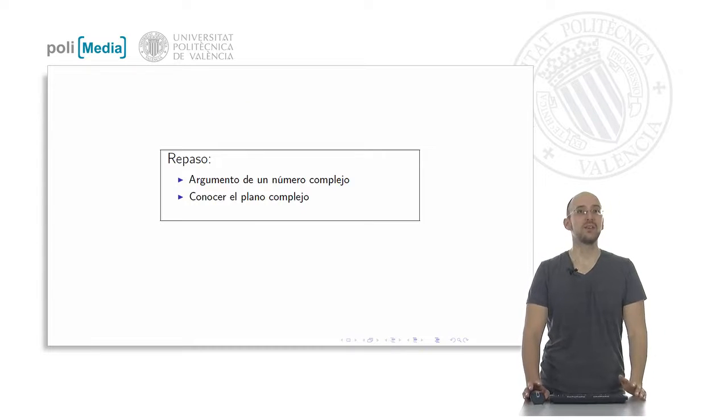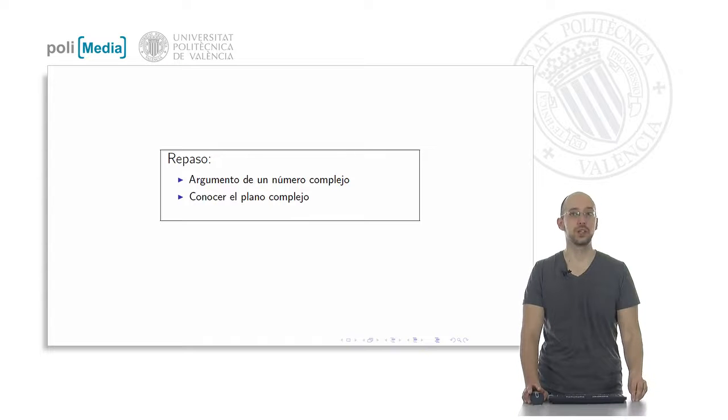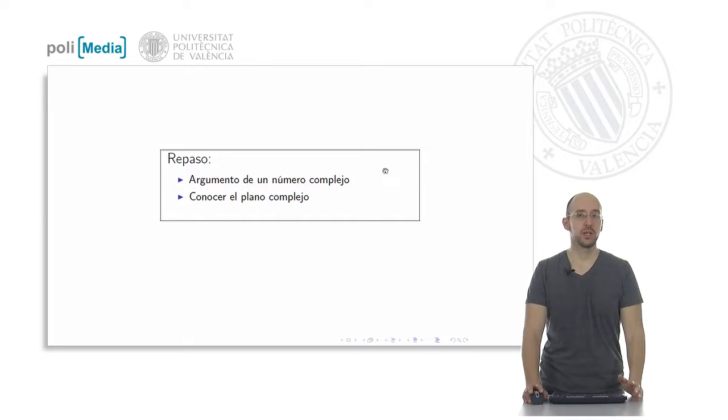So far, we have seen the definition of argument of a complex number, and we have tried to represent the complex numbers in the complex plane, as we have called it. Well, in the next units, we will see examples of how to calculate these arguments, and so we will have a little bit more tools when it comes to calculating them.